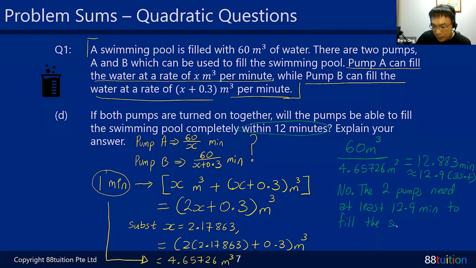Just write a statement like that, a conclusion like that. Swimming pool completely. Can you see? So that's how you will do it, and that's how you present it. So total easily about 12 marks.